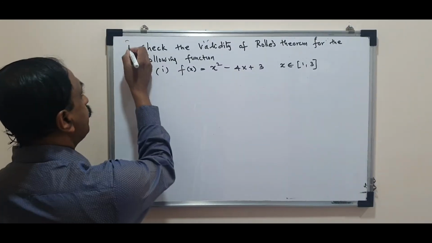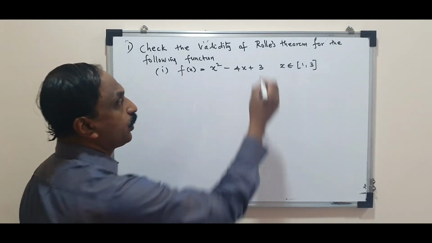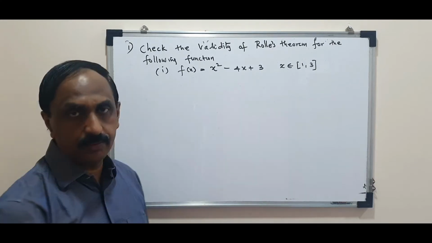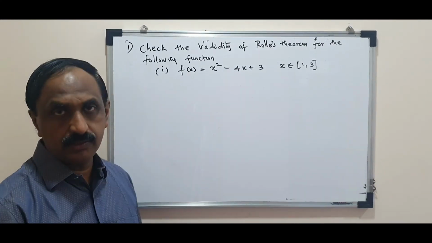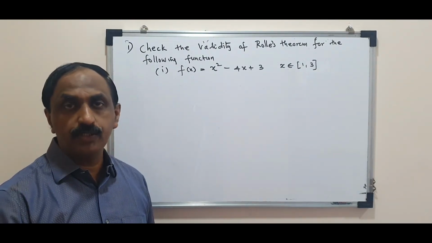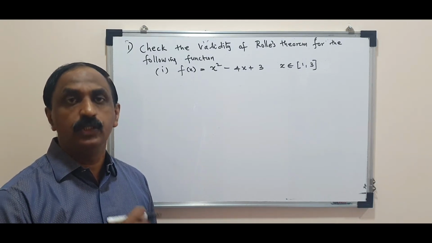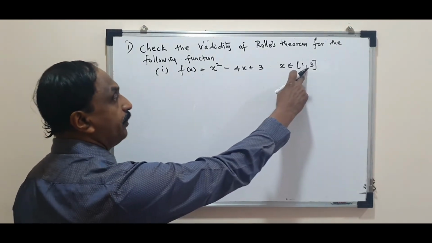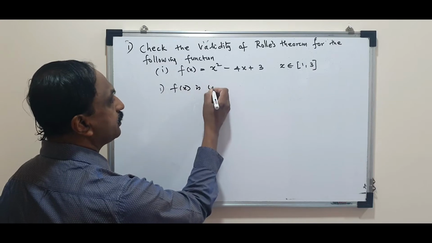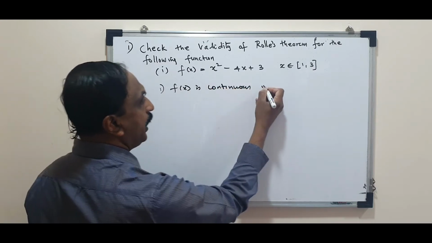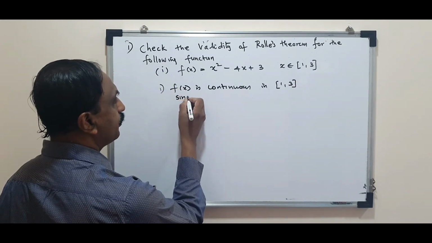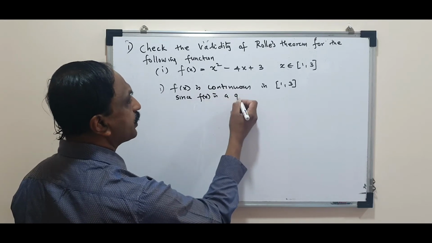Our first question is, you need to check the validity of Rolle's theorem for the following function. So I've taken the function f of x is x squared minus 4x plus 3. So first thing, what kind of function is this? This is a polynomial function, or in particular a quadratic function. We know that every polynomial function is continuous and differentiable in the whole domain. Therefore, the domain given is 1, 3. So for our first condition, we will say that f of x is continuous in the closed interval 1, 3, since f of x is a quadratic function.